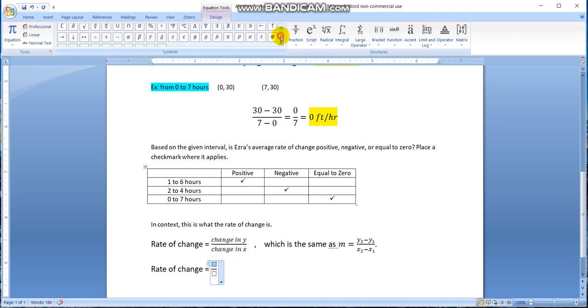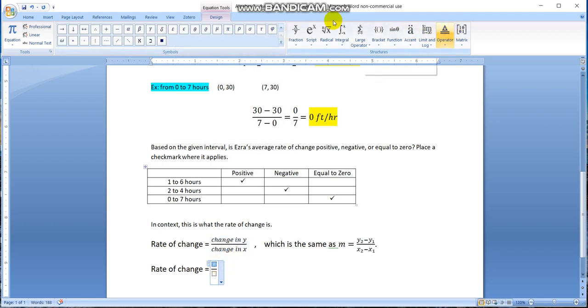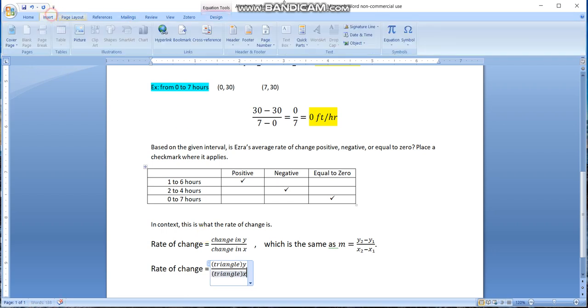I wonder if I can find it. Well, just remember triangle is delta y. I can't find it. Just use your imagination. Triangle x. So yeah, okay. Oh, there it is. Okay, so that's what it is. Some of you may have seen it in your science classes maybe, but it looks like this. So change in y over change in x. That's basically the same thing as rate of change.